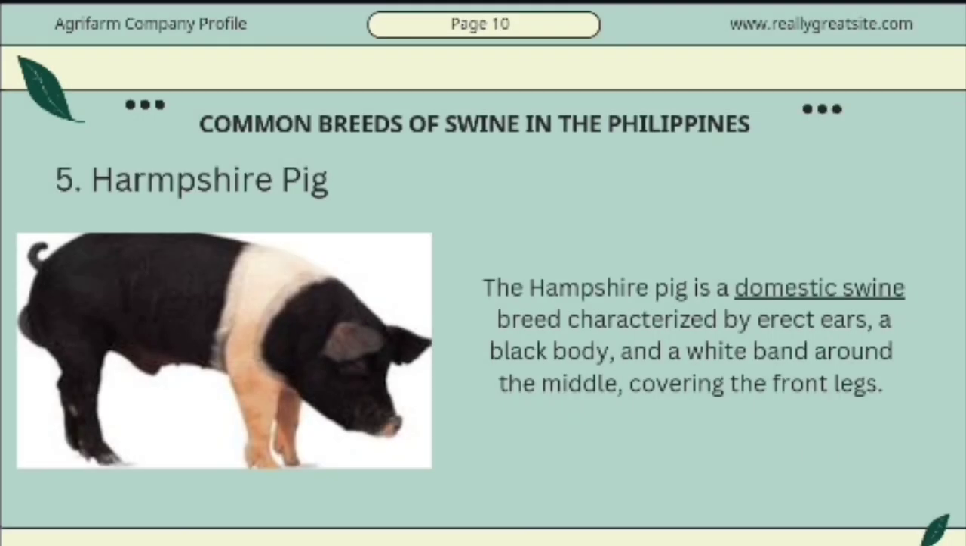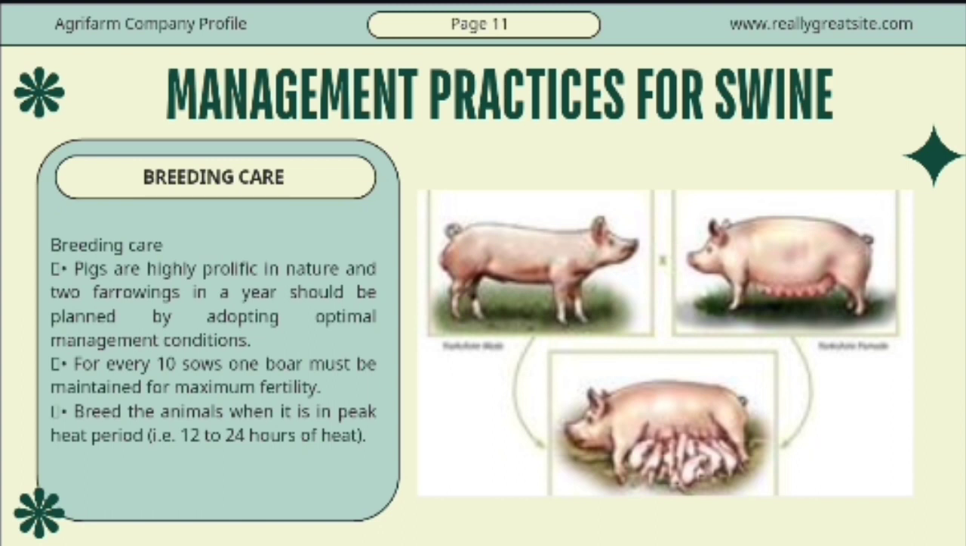Next is the Hampshire pig. The Hampshire pig is a domestic swine breed characterized by erect ears, a black body, and a white band around the middle, covering the front legs. So those are the common breeds of swine in the Philippines. So let's proceed to the management practices for swine.